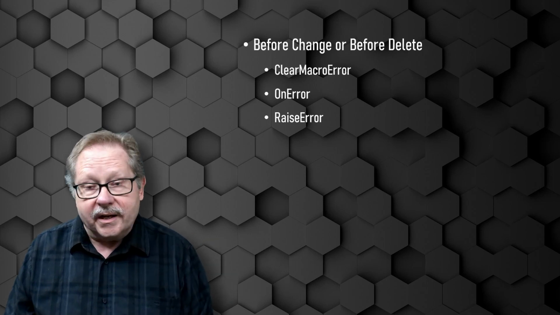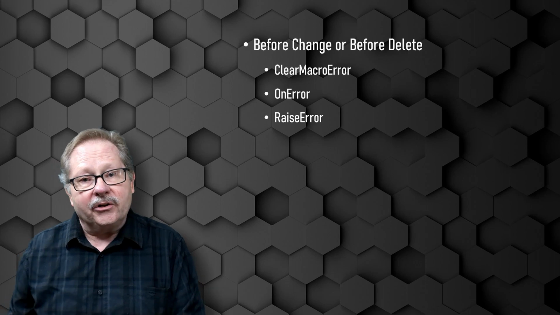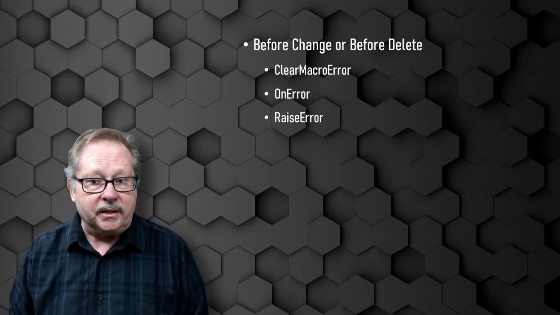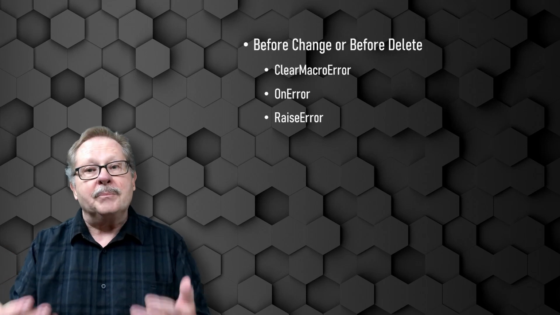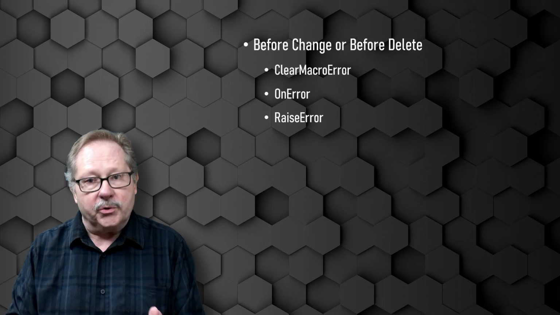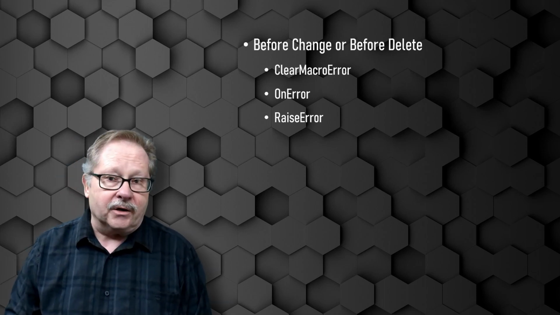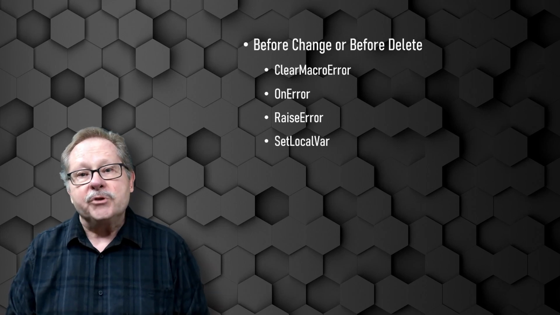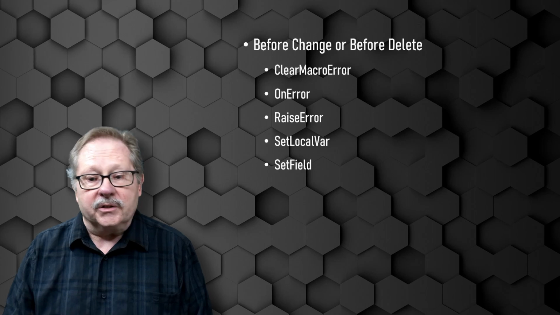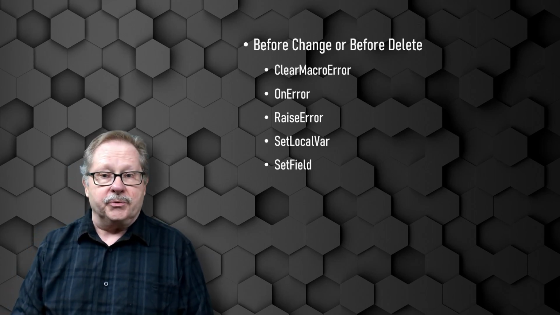We can raise an error. In other words, if there's a condition that's not really an Access error, but a data error based on the information the user is putting in the data, you could then throw up an error message and put information as to an error code and a description that can be trapped by another macro, for example. Then you can set a local variable and you can set a field. In other words, you can actually put a value into a particular record.